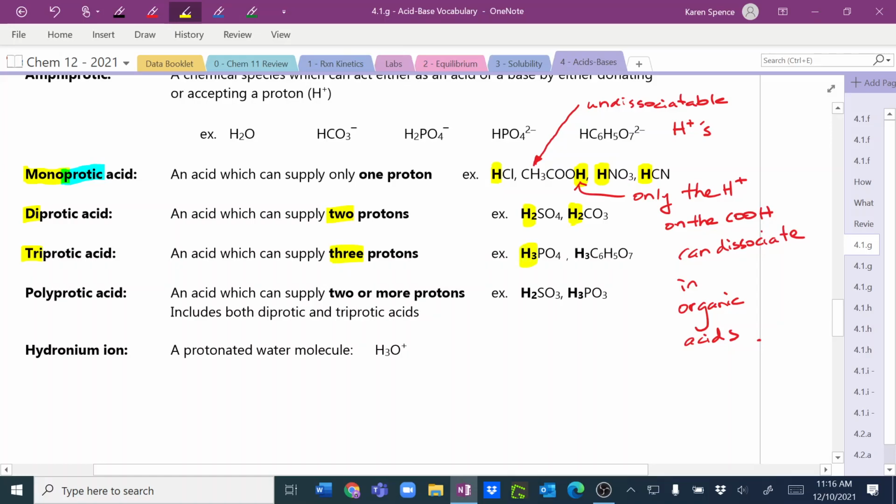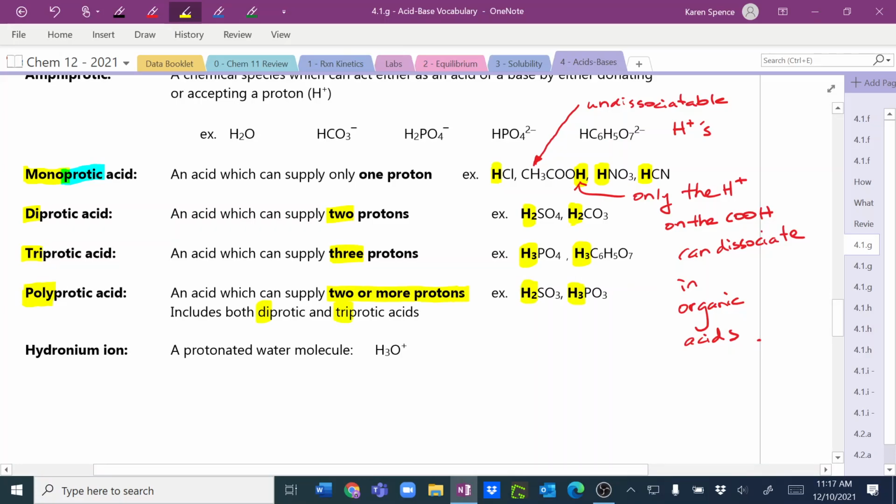There's H3PO4, there's H3C6H5O7. Now we might also use the term polyprotic, and that means it can supply 2 or more protons. I believe I tried to look up if there was a tetraprotic acid that had 4, but I could not find one. So I think if it's polyprotic, it means it contains either 2 or 3. It's just sort of a more generic term, so it would include the diprotic and the triprotic. Okay?